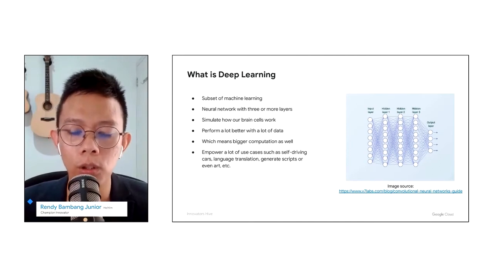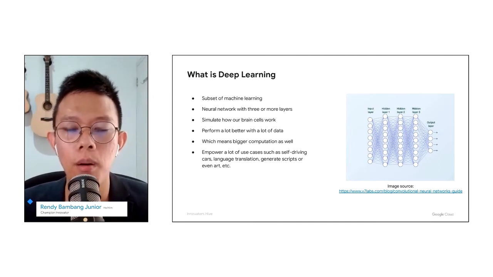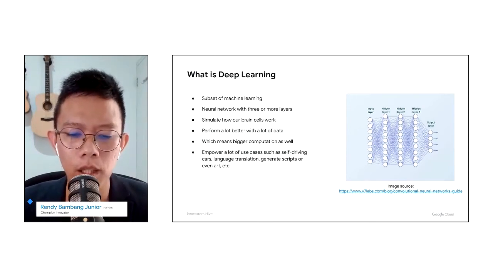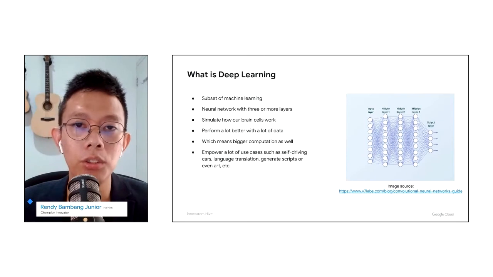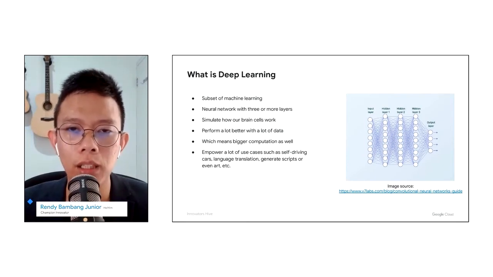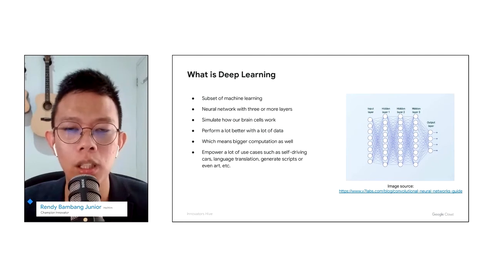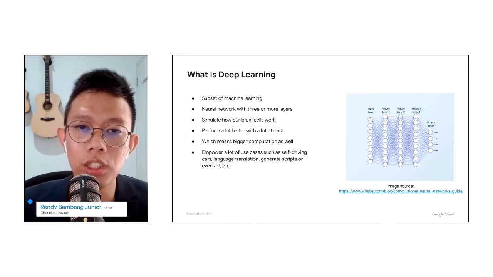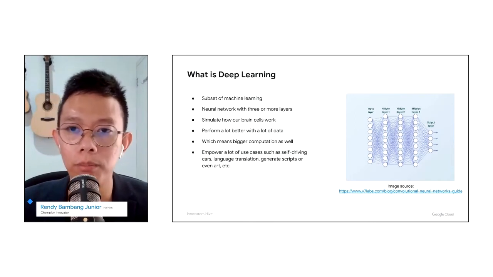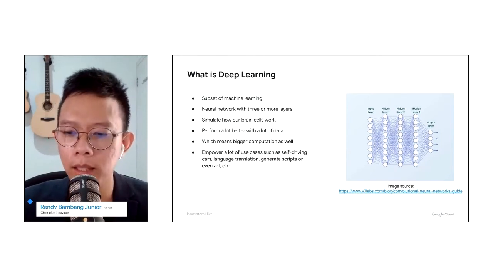And when we are talking about deep learning, it actually performs a lot better when you have a huge amount of data. So deep learning does a lot better if you have thousands and thousands of data. And since it requires training from a lot of data, it also means bigger computation needs. So you need a bigger computer or more computers in order to train deep learning. And it empowers a lot of interesting use cases, for example self-driving cars, language translation, or probably generating scripts, or even art like paintings, right? So those are interesting use cases that can be done by deep learning.